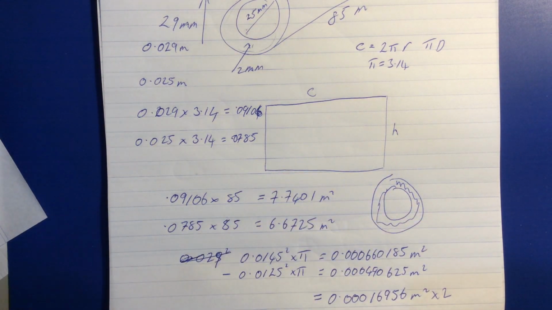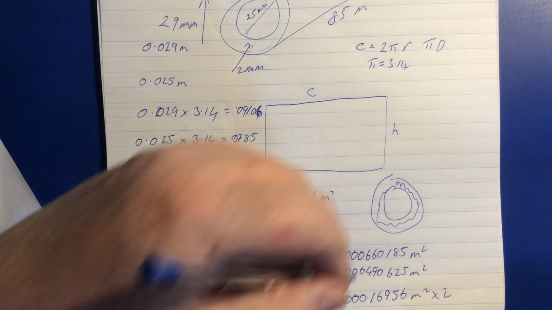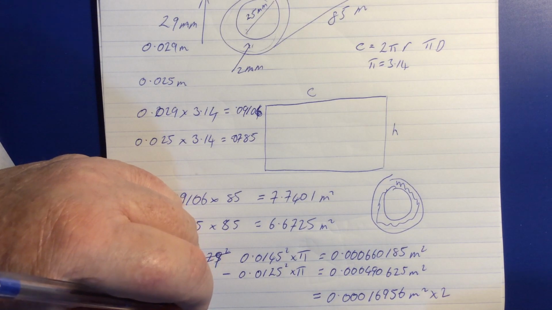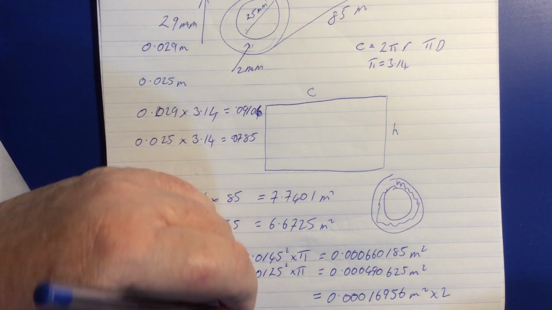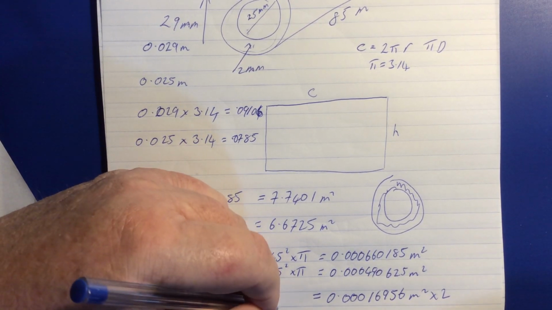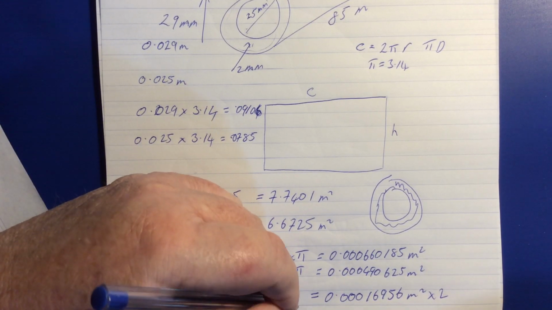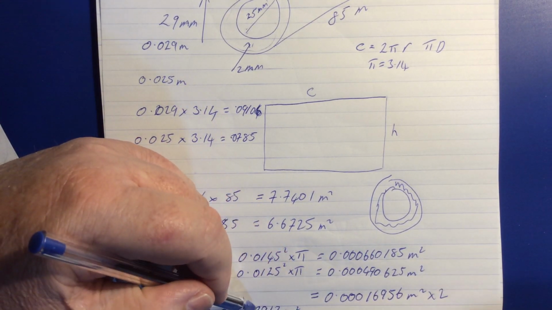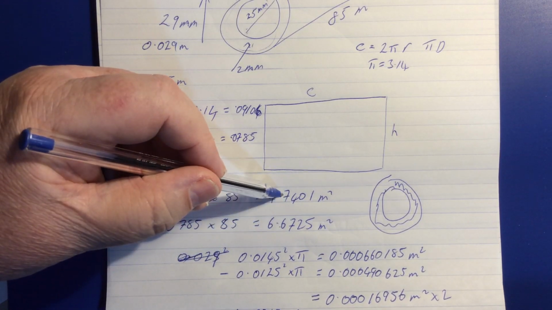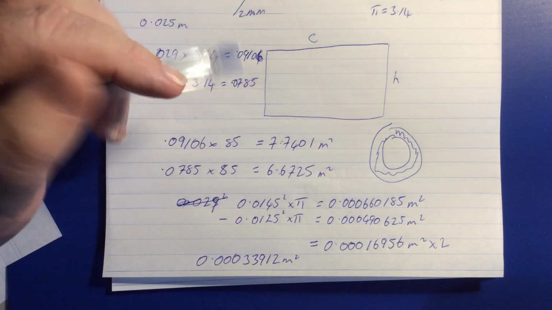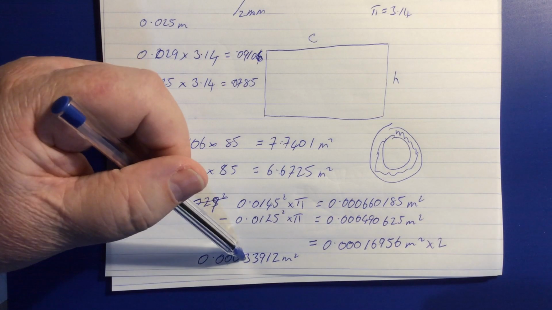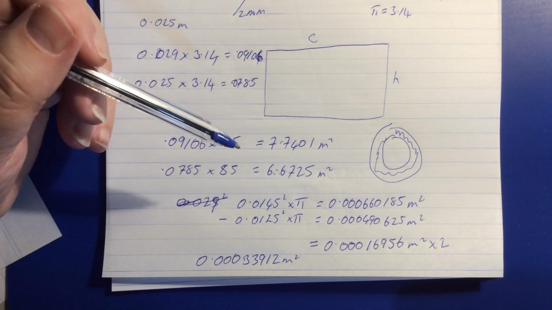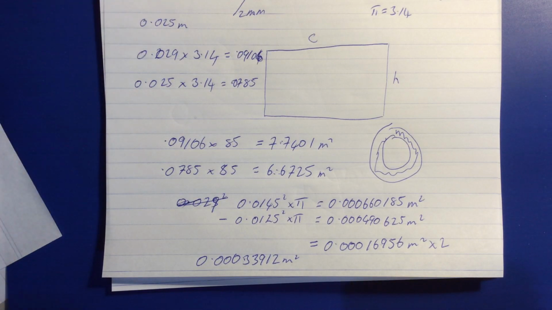So we're going to multiply that by 2. And that gives us 0.000333912 meters squared. And to that we are going to add that and that. So that's that times 2. That gets added to that and that to give us the total surface area of this shape.